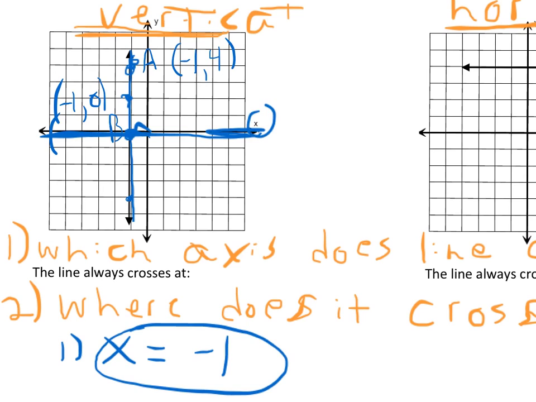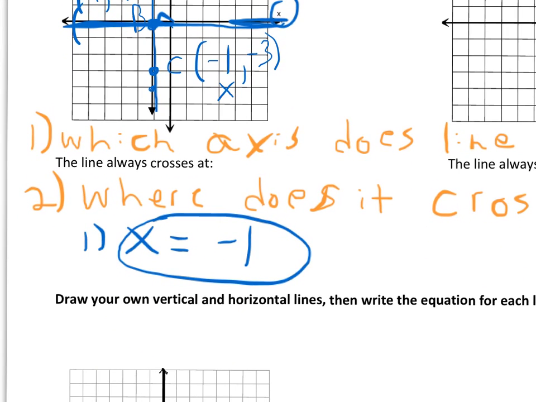Now this last point, actually let's make it this point right here, a little bit different one. Point C. What's this ordered pair? You should have gotten -1, -3. What do you notice about these 3 ordered pairs? You should be able to see something very obvious. The x in these ordered pairs is always what value? -1. The x is always -1.